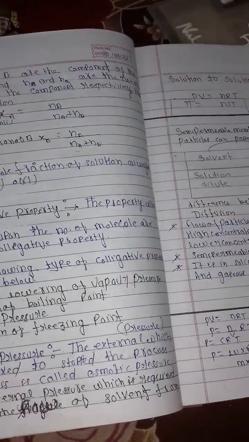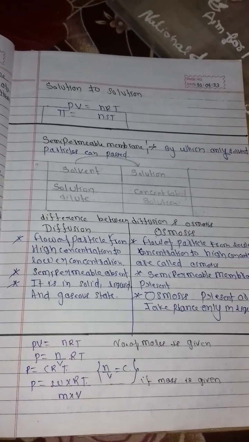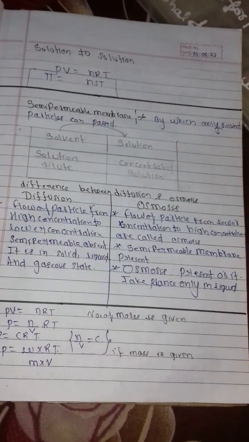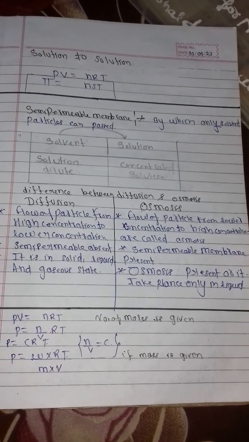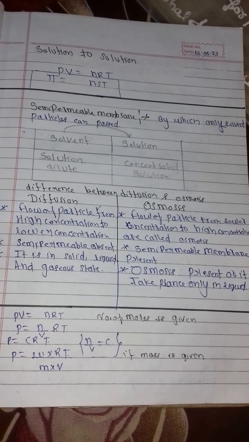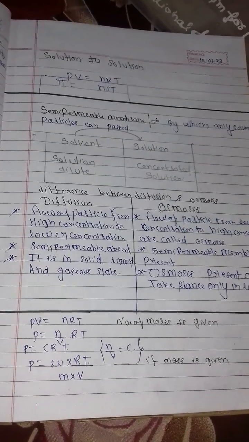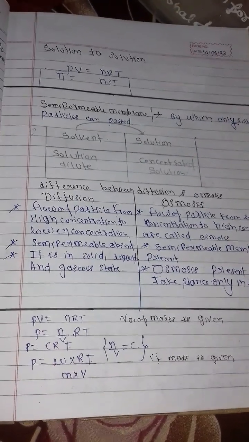Now as you can see, dear friends, for a solution, pi V equals nRT, pi equals CRT. Now you know this is a note on a biological topic, semi-permeable membrane. A semi-permeable membrane is basically a type of membrane which filters, so that only liquid particles can pass through it, and solvent goes through to the solution, and the dilute solution becomes a concentrated solution.